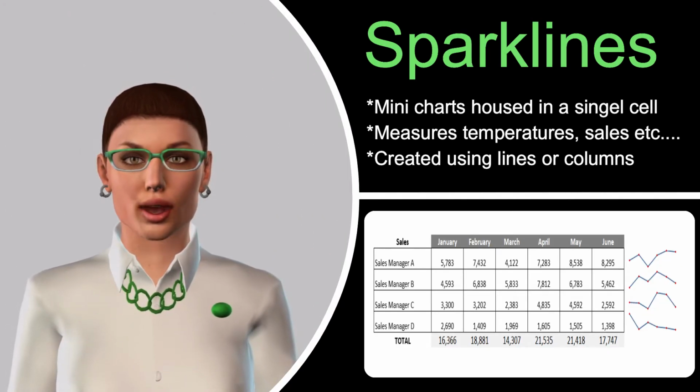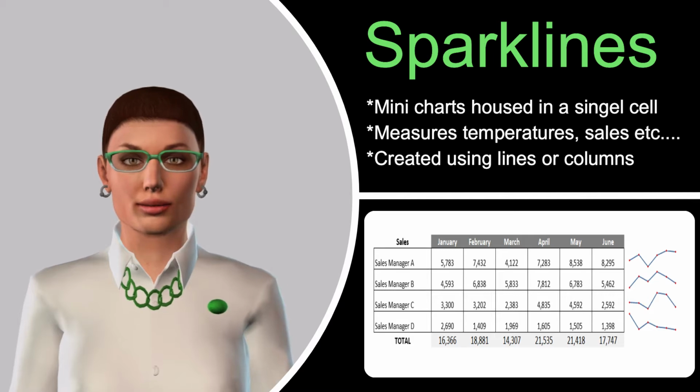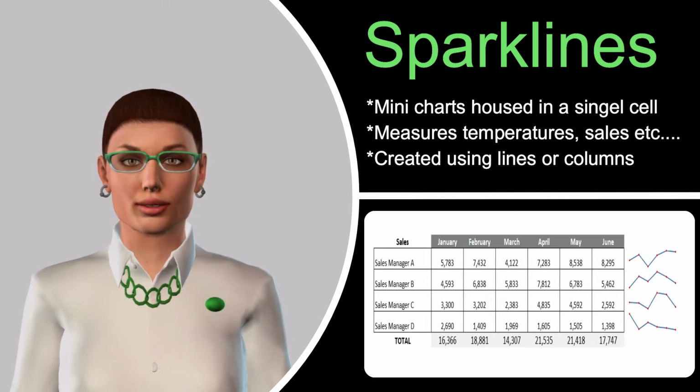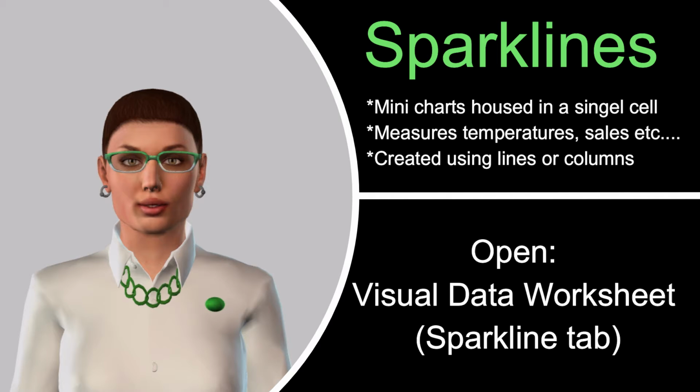Today, we will be talking about Sparklines in Microsoft Excel. Sparklines are simply mini charts housed within a cell in your Excel worksheet. These miniature charts represent changes over a period of time and are great for measuring temperature, stock market, as well as sales. A sparkline can be based on line or a column chart and can be changed or updated as today's video will demonstrate. Please open the Visual Data Worksheet and go to the Sparkline tab to follow along in this lesson.